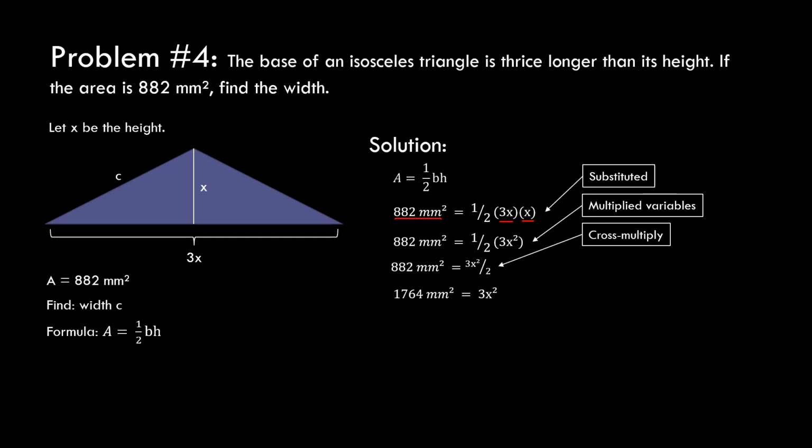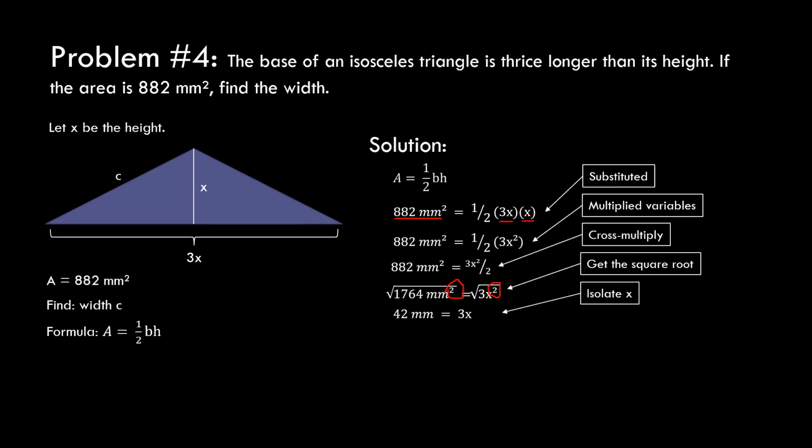So at this point, our goal is to isolate again the x. So what we are going to do first is to get the square root. We're going to eliminate the squares on both sides. So we're going to get the square root of both sides of the equation. That leaves us with 42 millimeters equals 3x. So as you can see, the squares are gone.